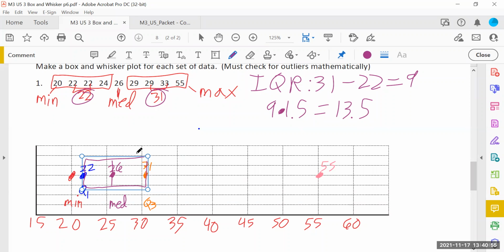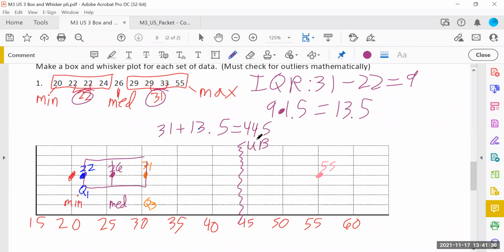I'm going to add that to the top of my box. So 31 plus 13.5. 31 plus 13.5 is going to be 44.5. So right up here, you add it to the top of the box, Q3. This right here is my upper boundary at that 44. Let's clean that up a little bit. So this equals 44.5, and that's my upper boundary.